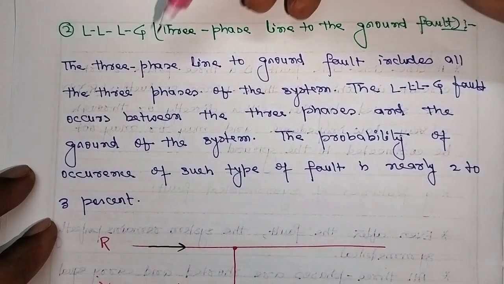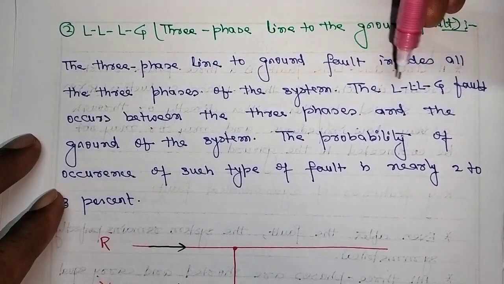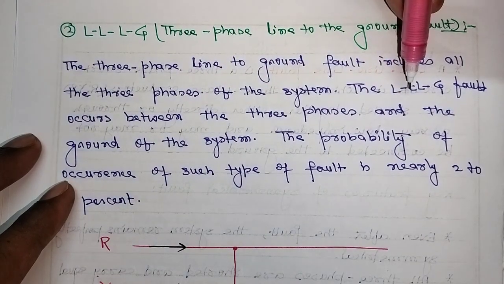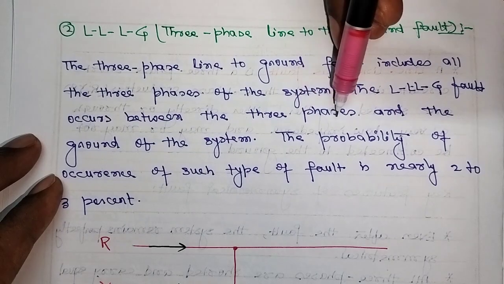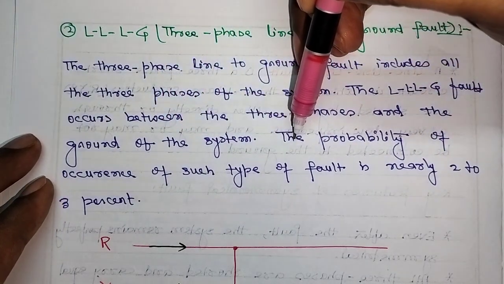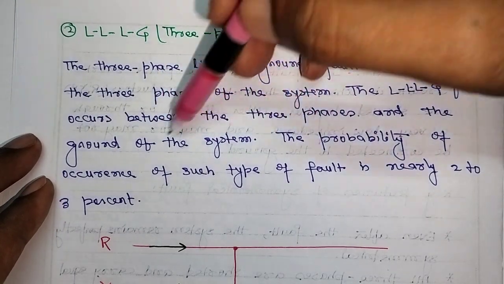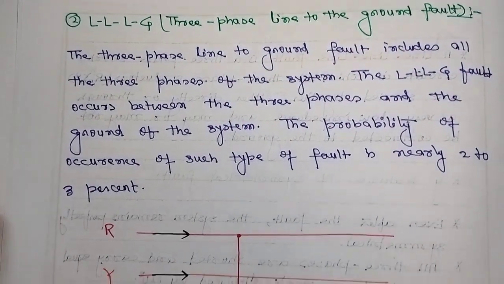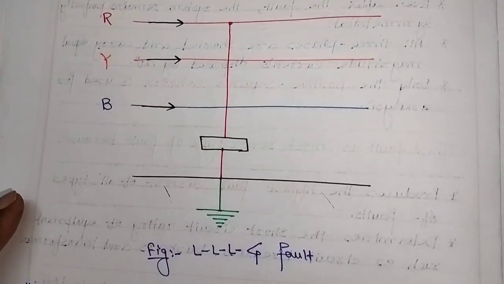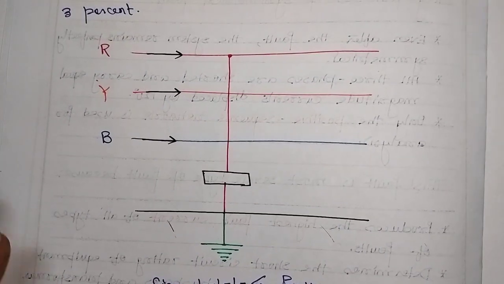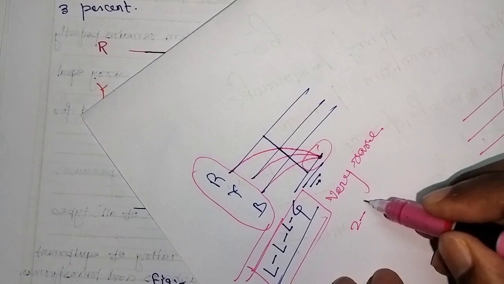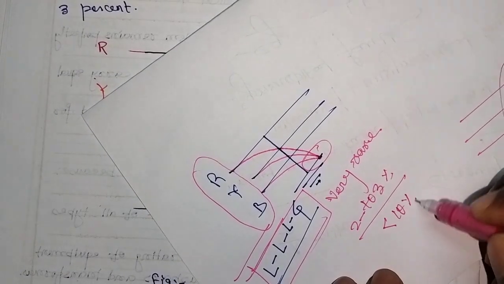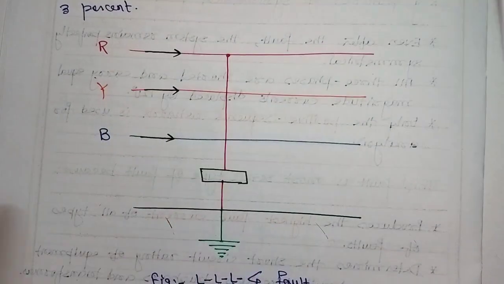So I have written here, a three-phase line to ground fault includes all the three phases of the system. The fault occurs between the three phases and the ground of the system. The probability of the occurrence of such type of fault is nearly 2 to 3%. It occurs very rarely in nature. Somewhere it is written less than 10% also.